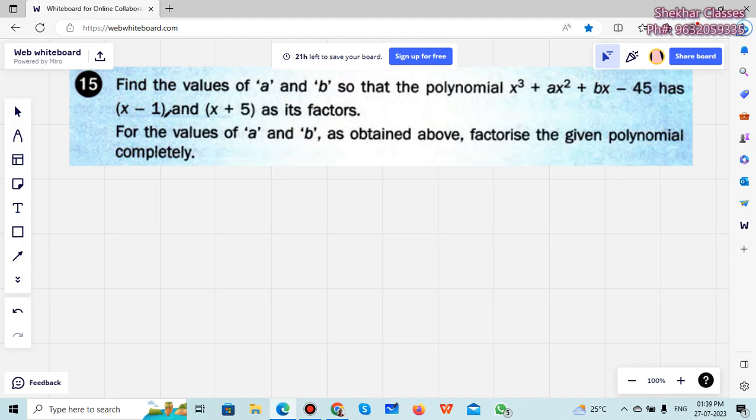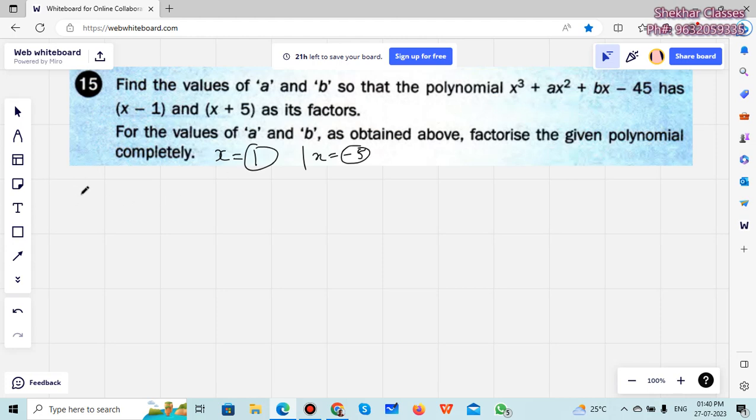So what are the factors? x minus 1. So when x minus 1, then what is x equal to? x is equal to 1. And another will be x plus 5, so it will be x is equal to minus 5. We know why and how we have to do that. Then we will put the value of x is 1 in this particular polynomial and get the value, right?